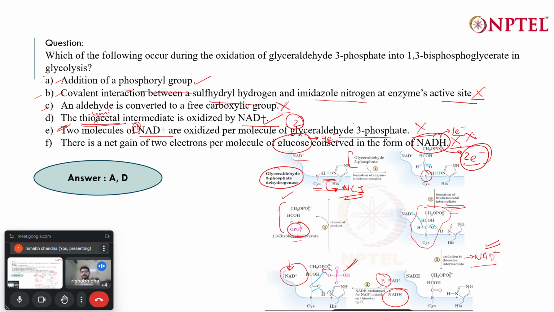So the correct ones are A and D. Here it would be thiohemiacetal, not thioacetal. Okay, so is the explanation clear?